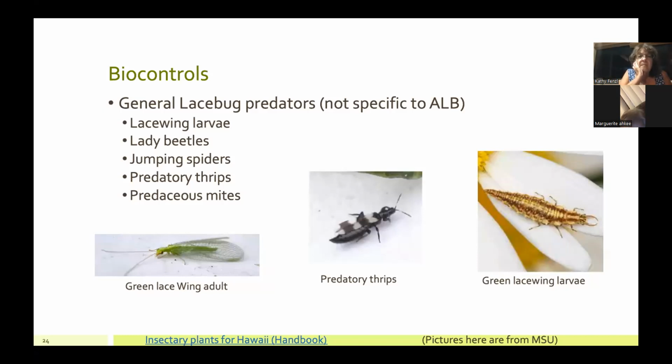And I'm not exactly sure if it's documented whether we have the predatory thrips and the predaceous mites here in Hawaii that are showing promise elsewhere. I think Florida has a species that has been doing pretty good at minimizing the damage. But those are all future works that I think are being looked into currently, and hopefully we have more information to share with you.